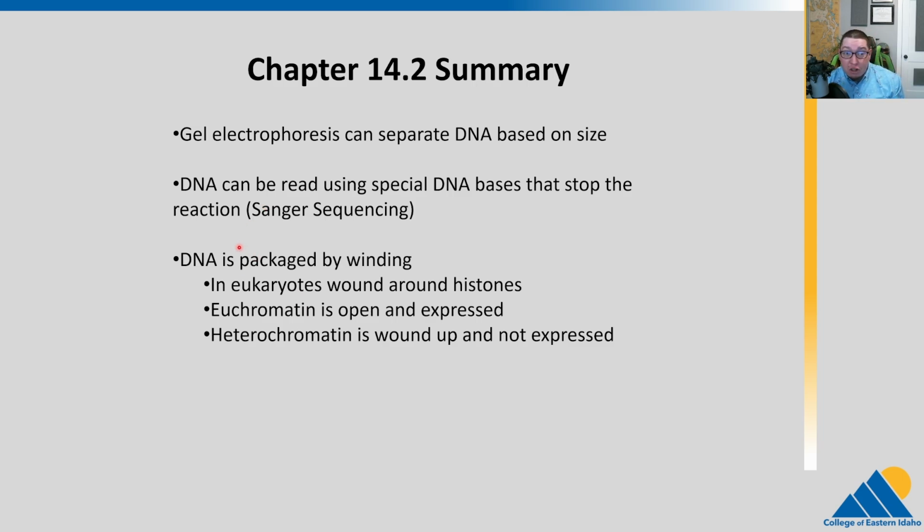DNA is packaged by winding it up. In prokaryotes, we saw that it just wound around and around in a circle. In eukaryotes, we have it wound around histone proteins. Euchromatin is open, unwound DNA that can be expressed, whereas heterochromatin is wound up tightly and the genes are not being expressed. Usually that's found during cell division. All right, in the next section, we will get into how DNA is copied.